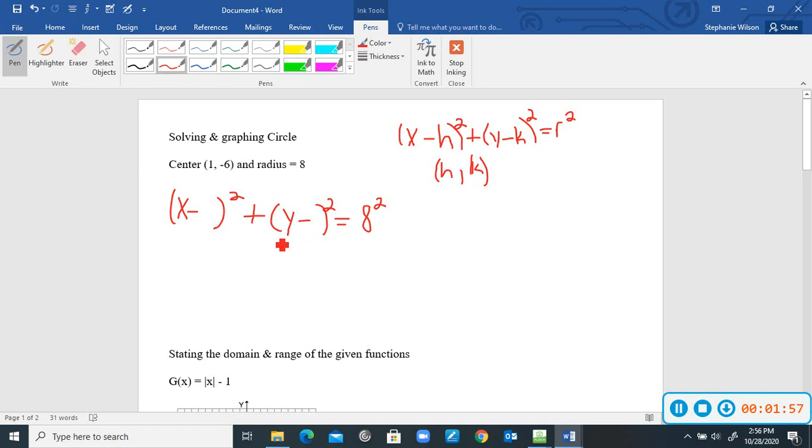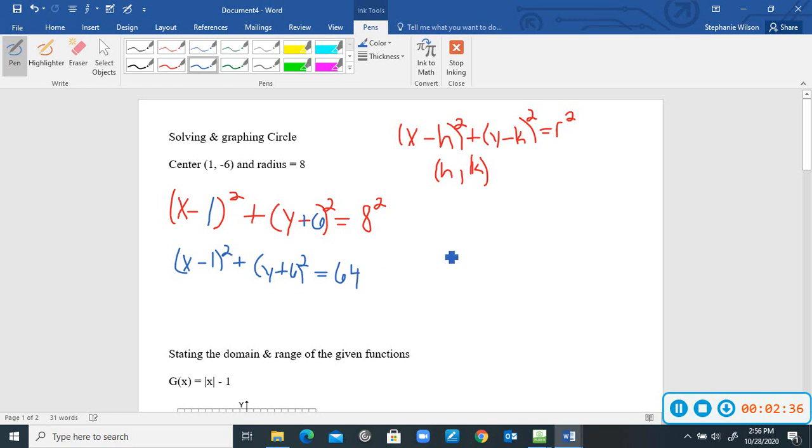Alright, so now let's plug in. So x is 1. The y value is negative 6, so negative times negative gives me a positive. Now this is not my final form. We do not answer it this way because we still got to square this 8. So my final format would be x minus 1 squared plus the y plus 6 squared. And then 8 squared is the same as saying 8 times 8, which is 64.